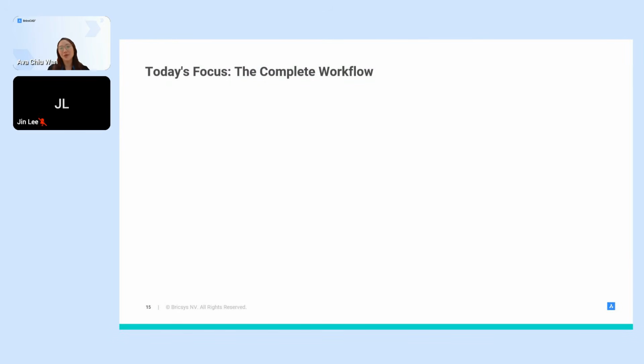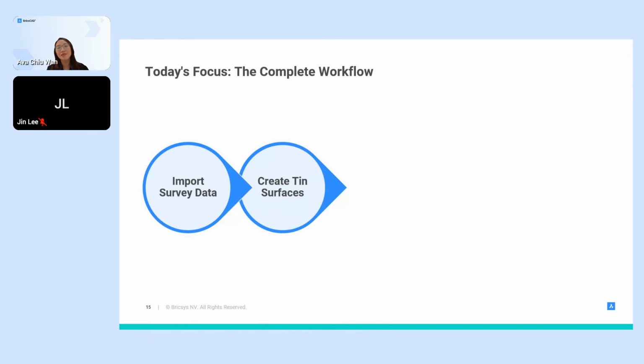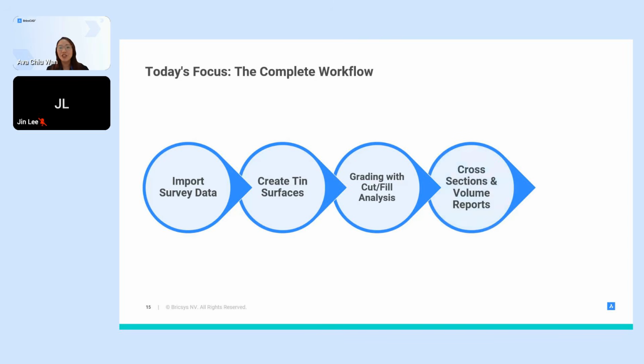So here's exactly what we're going to demonstrate today. A complete end-to-end workflow with 5 key steps. First, we import field survey data from a CSV file directly into BricsCAD. Then, we create accurate tin models for our terrain model. Next, we design grading solutions and run cut and fill analysis to see exactly what we're moving. And from there, we generate cross-sections and volume reports, the deliverables your contractors need for cost estimation and coordination.